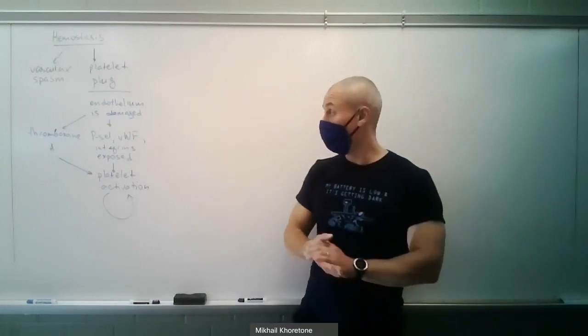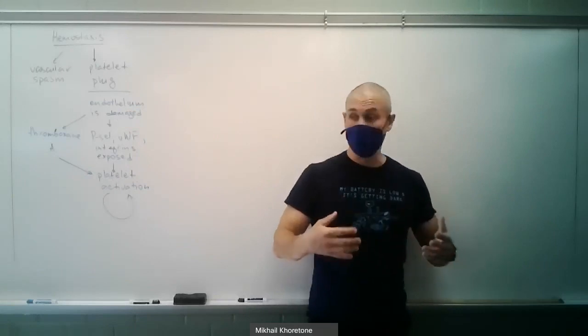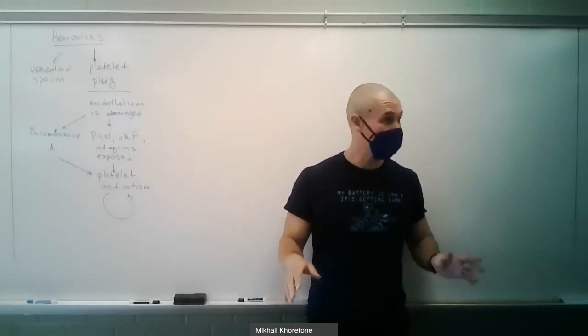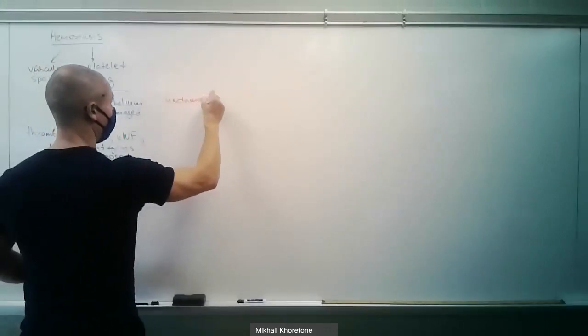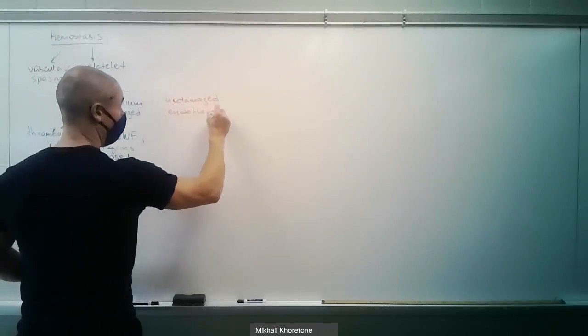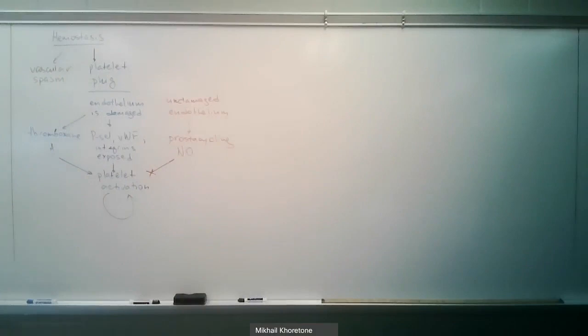Now, the question is, of course, if it's a positive feedback, why do our platelets not clot all together every time we get a vessel injury? There's really a good answer. Because if you have undamaged endothelium, and you do, most of your endothelium is fine. It constantly produces prostacyclins and nitric oxide. Okay? These two molecules, they have an inhibitory effect on platelet activation. That's a nice thing.